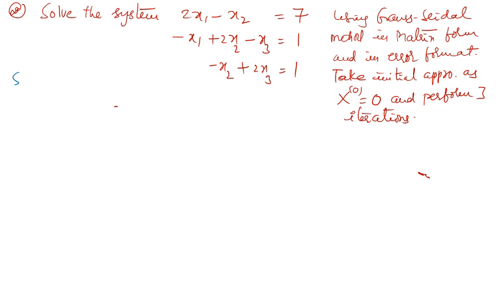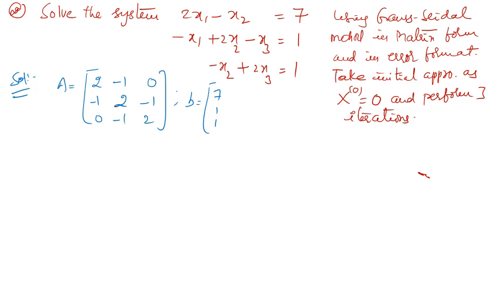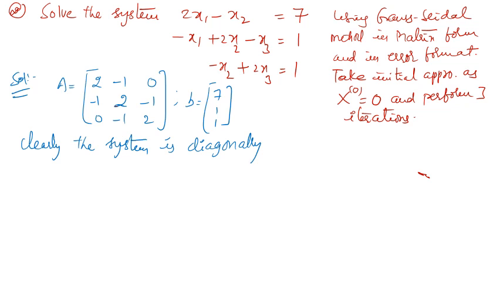Okay. Solution. What is the coefficient matrix A here? 2 -1 0, -1 2 -1, 0 -1 2, and B is what? 7 1 1. Clearly here, the system is diagonally dominant. Isn't it, right? This 2 is more than the other coefficients, right? Diagonally dominant. Therefore, now the matrix form.